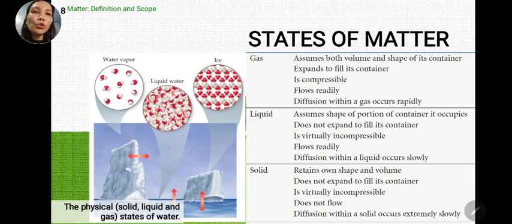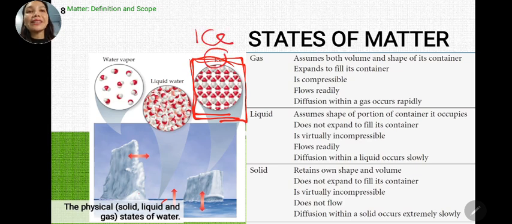This is what the molecules inside the states of matter look like. The most popular example is water, because water can be present in the solid state, liquid state, and gaseous state. When it is solid, this is the state of our water. This is how the molecules of water are stuck together. Our solid water is ice.